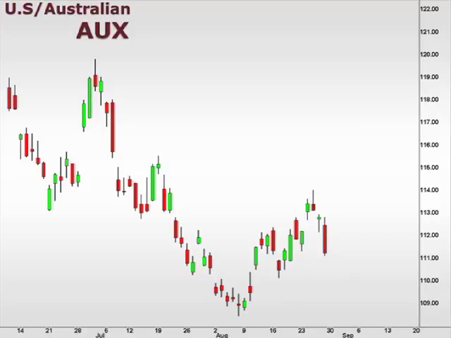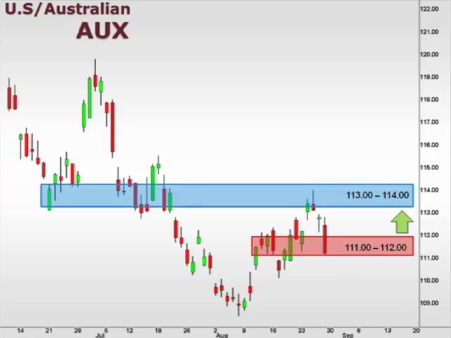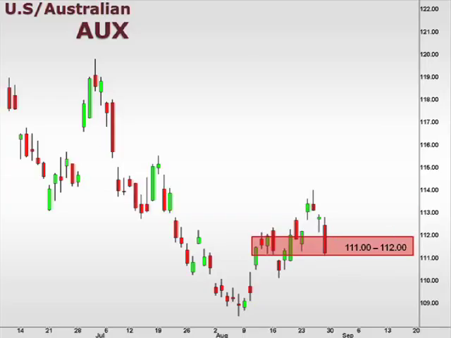Well, the U.S. dollar lost some ground against the Australian dollar last Friday as the AUX tests the lower range of our 111-112 focal zone. A break above 112 is likely to yield a test of the 113-114 focal zone for resistance.